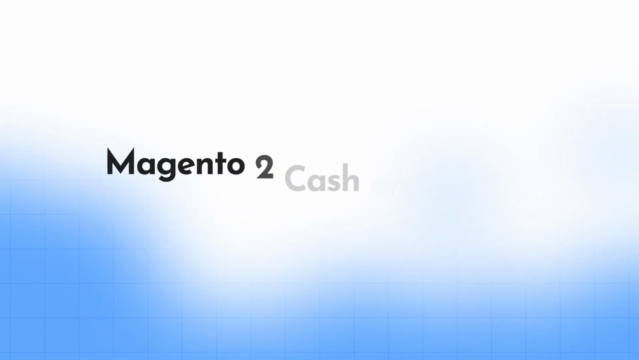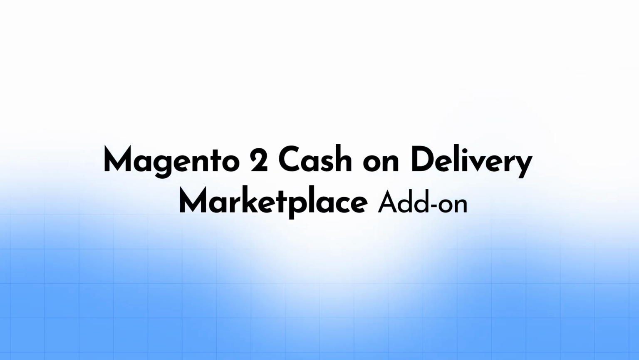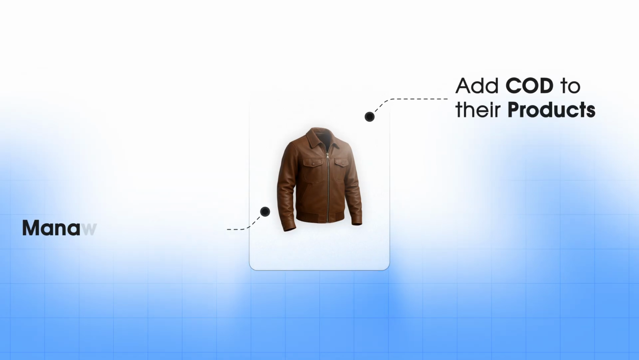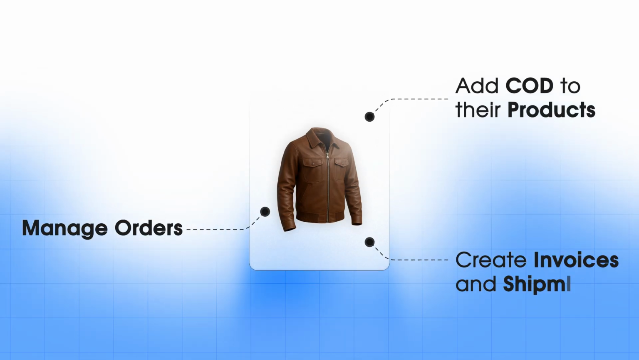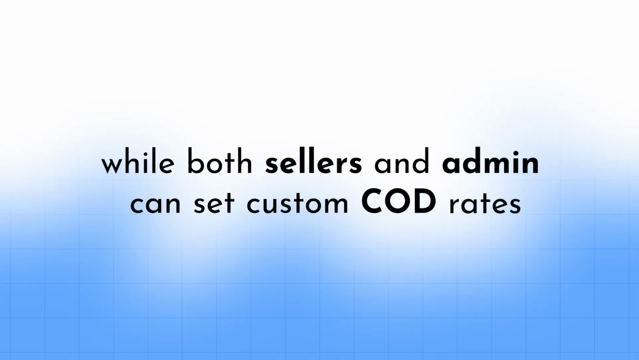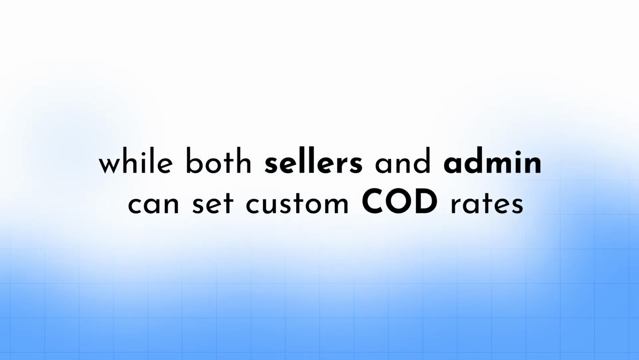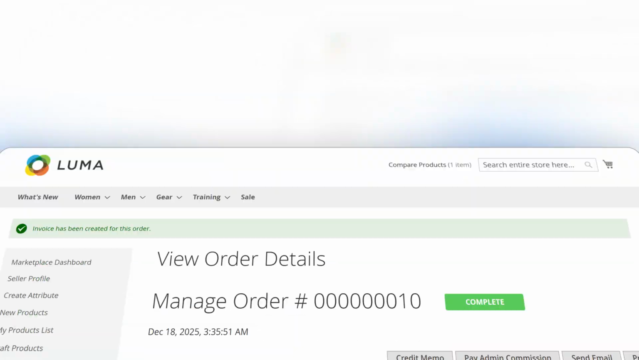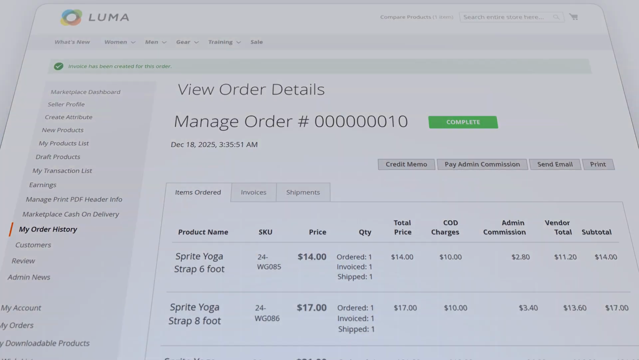Introducing the Magento 2 Cash on Delivery Marketplace add-on, enabling sellers to add COD to their products, manage orders, and create invoices and shipments, while both sellers and admin can set custom COD rates. Sellers can collect payments and seamlessly pay admin commission from their own panel.